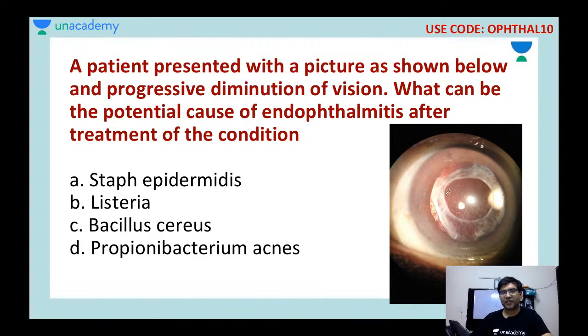So first of all, we have to appreciate what this picture is showing. If you can see, there is an intraocular lens, and behind the intraocular lens and in front of the intraocular lens, there is an opacity. So there is a capsular opacification, which is both anteriorly as well as posteriorly.